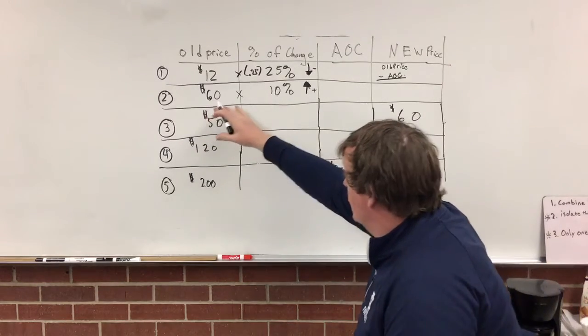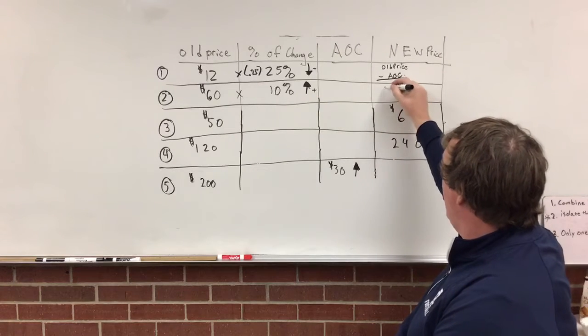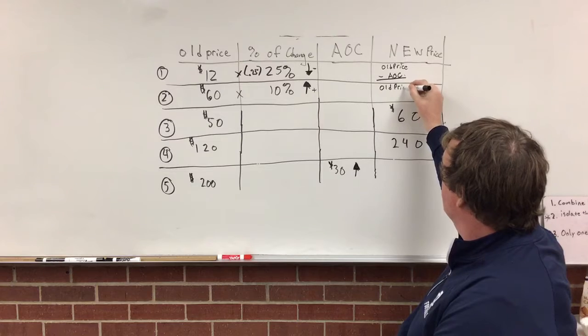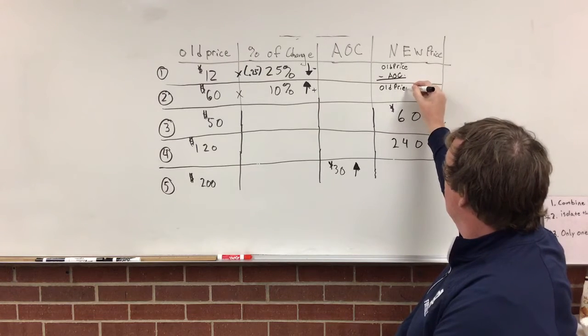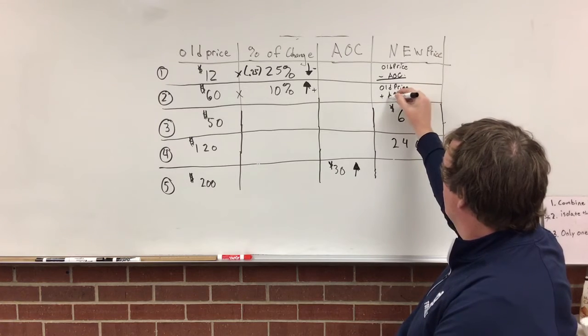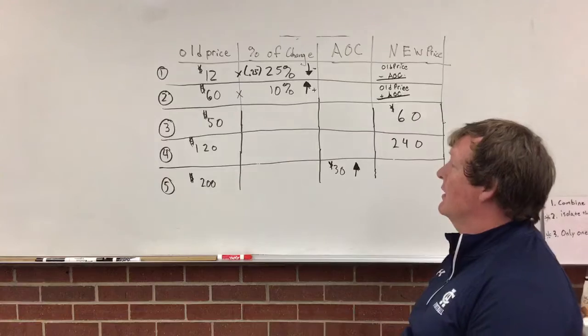So do the same thing here, but this time the amount of change we will add. So to find the new price this time, you take the old price and add the amount of change. Okay? So old price plus the amount of change will give us the new price here.